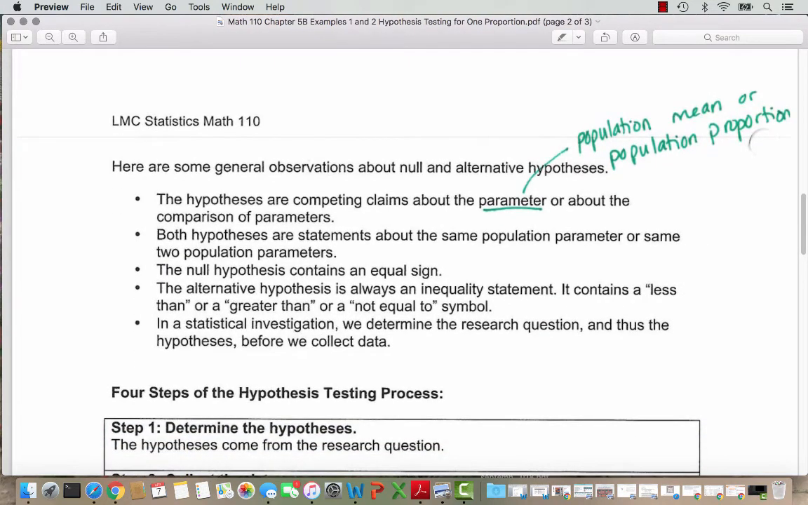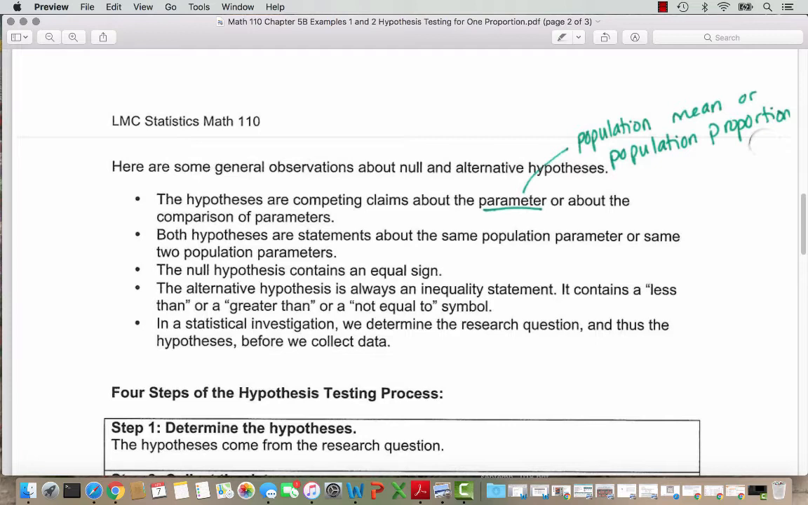So here are some general observations about null and alternative hypotheses. The hypotheses are competing claims about the parameter or about the comparison of parameters. I underline parameter here because the parameter could be a population mean or it could be a population proportion. In this section, we are going to look at population proportions, but know that later on we'll look at population means for quantitative data. We can make these same kind of hypotheses claims for quantitative data as well, but for now, we're going to focus on categorical data.